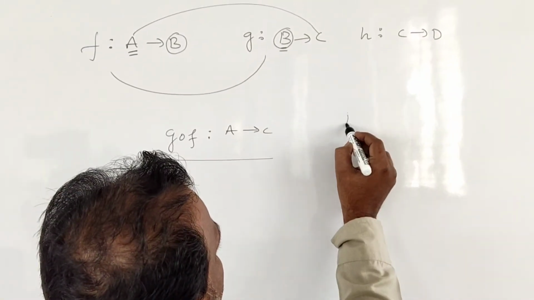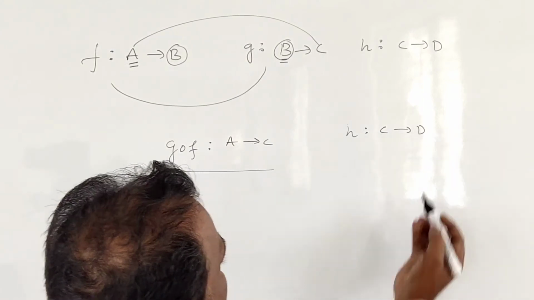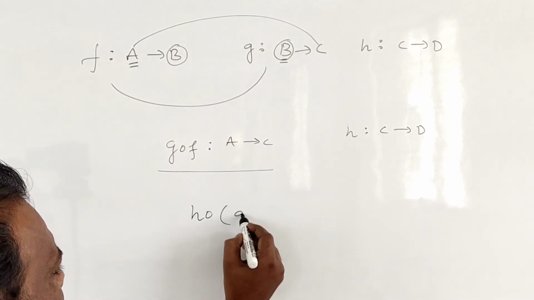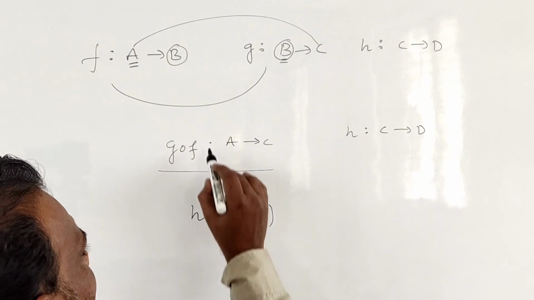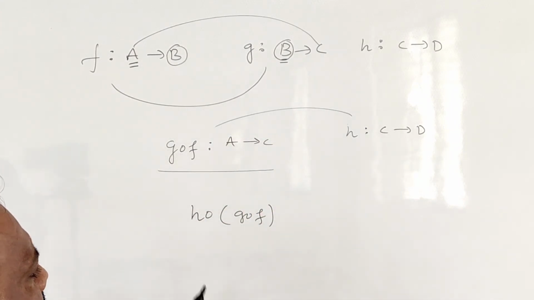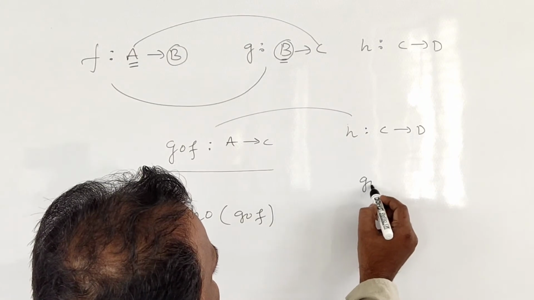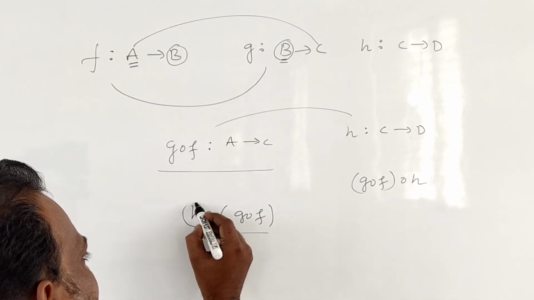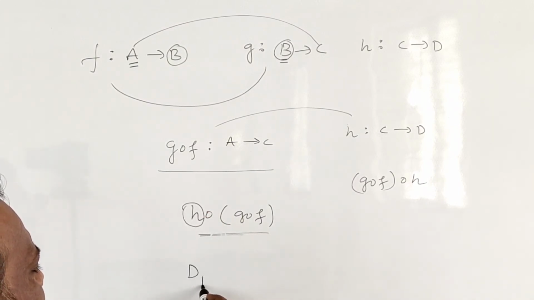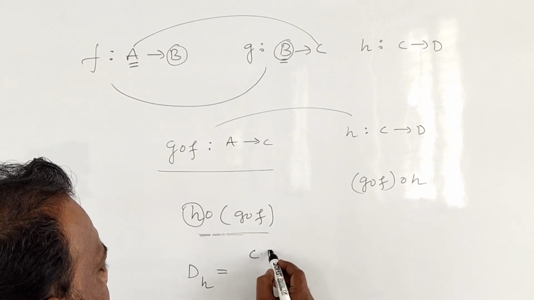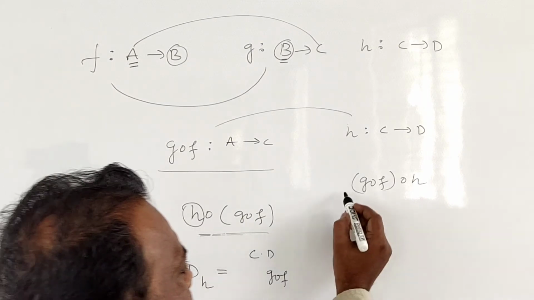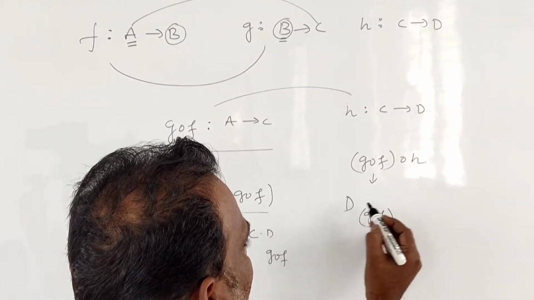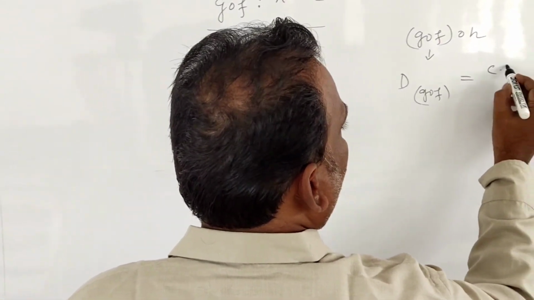Next we have one more function here, C to D. Now you can see H circle of G circle F. Why? Because in this composition there exist two types: H circle of G circle F or G circle of H. If it exists, what is the first function here? H. So the domain of H must equal the codomain of G circle F.